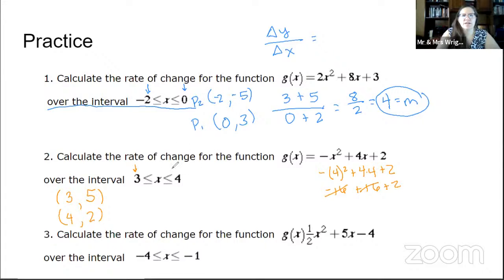Now I need to find the difference of the y's and the difference of the x's. So I need to, excuse me, I need to indicate which one's going to be point 1 and which will be point 2. We'll call that one point 1 and that one point 2.